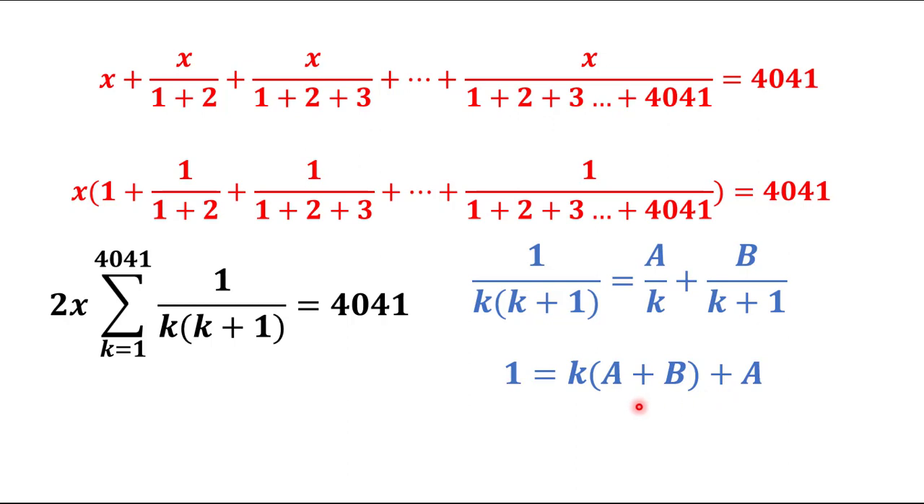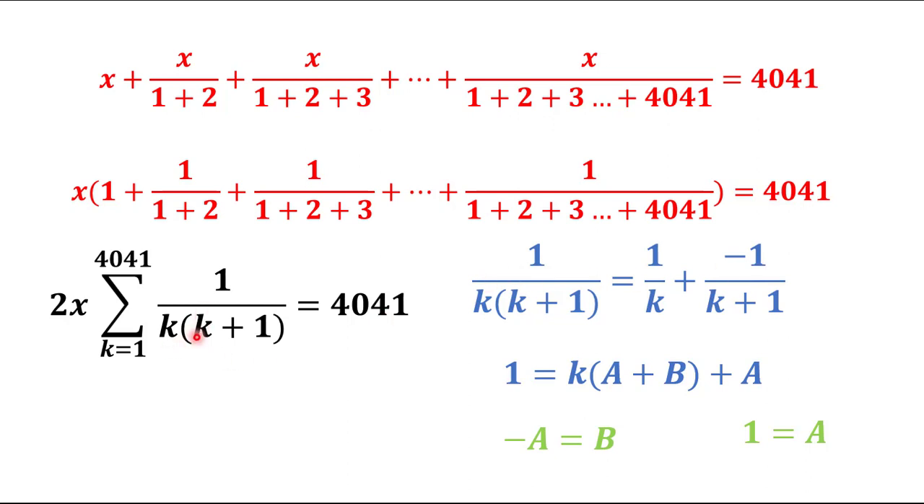Now we need to set the coefficients equal. The coefficient of k on the left hand side is 0, so a plus b equals 0. And the constant term is 1, so a equals 1. Now we need to solve this system of equations. b equals minus a, or b equals minus 1. Then replace a by 1 and b by minus 1.